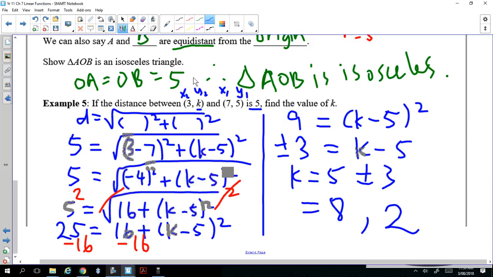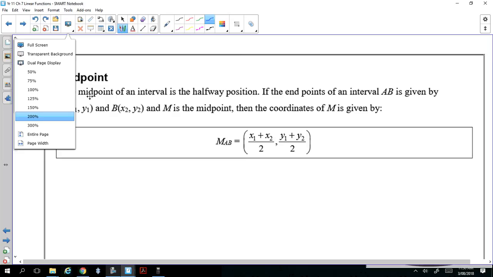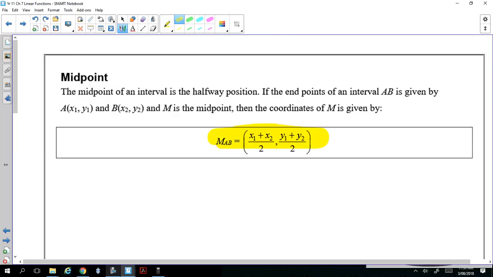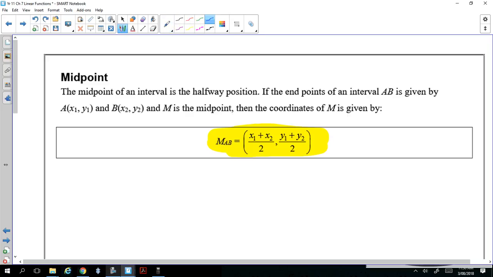Midpoint. Now, midpoint is a very easy formula. Now, unfortunately, for midpoint, it's not on the reference sheet. So you have to remember, need to memorize, not on reference. Okay, so make sure you remember that.